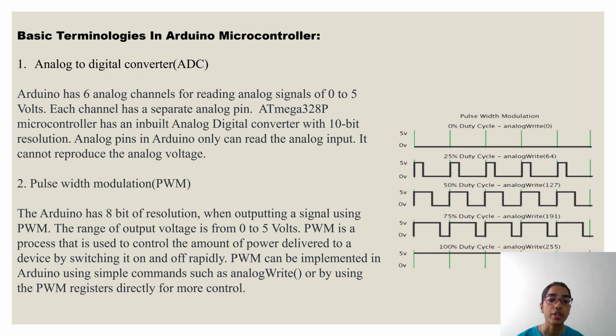Second one, pulse width modulation, PWM. The Arduino has 8-bit of resolution when outputting a signal using PWM, that is pulse width modulation. The range of output voltage is from 0 to 5 volts. Pulse width modulation is a process that is used to control the amount of power delivered to a device by switching it on and off rapidly. Pulse width modulation can be implemented in the Arduino using simple commands such as analogWrite or by using the pulse width modulation registers directly for more control.